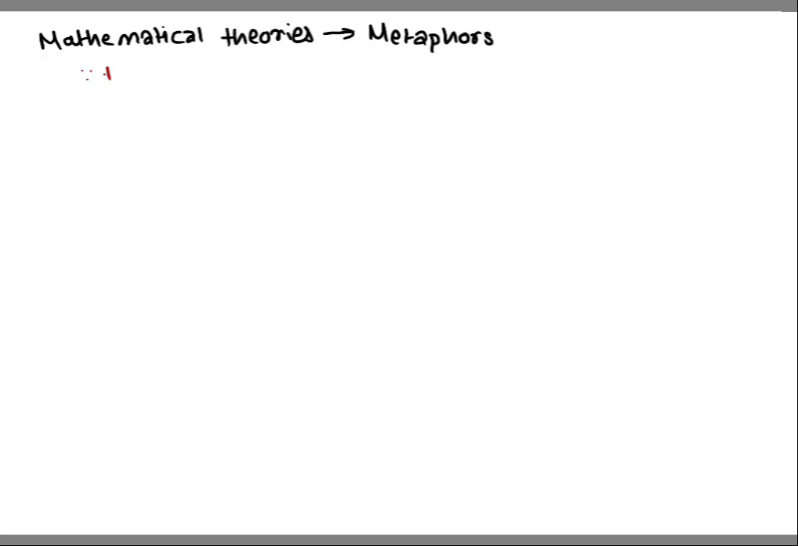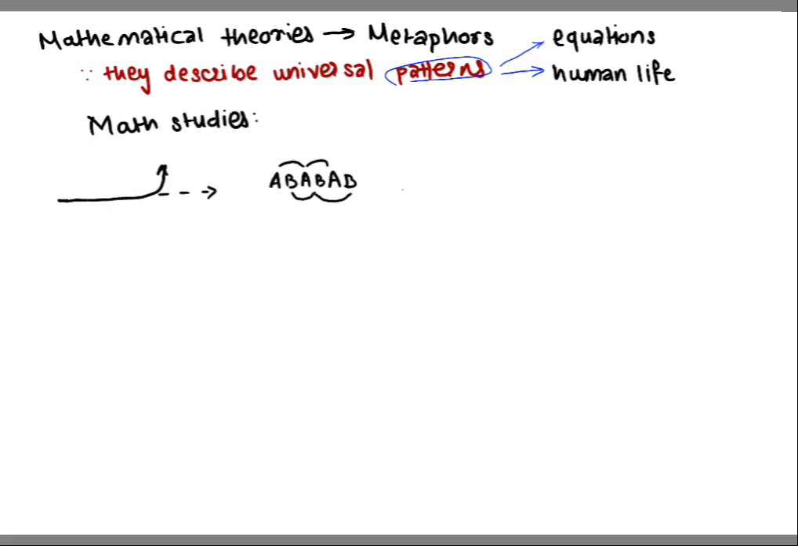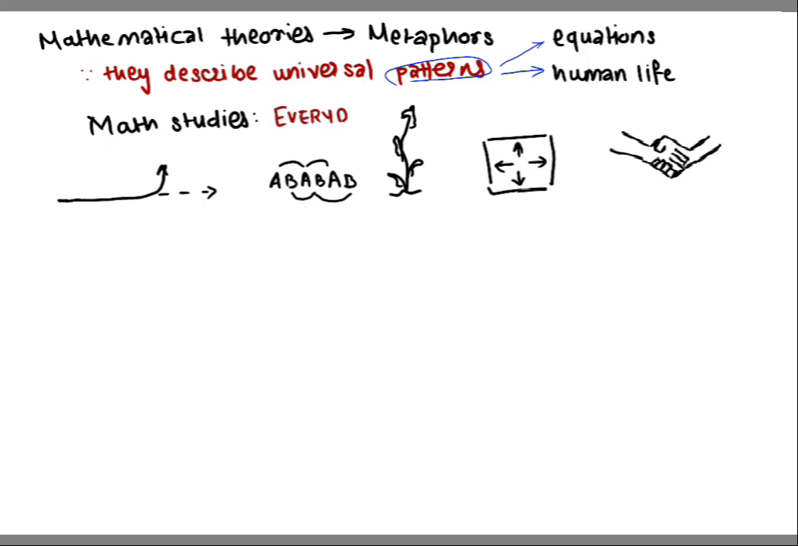So here's the main idea. Mathematical theories become metaphors because they describe universal patterns. Patterns that exist not just in equations but in human life. Think about it. Math studies things like change, repetition, growth, limits, relationships, and these aren't just mathematical ideas, they are also the structure of everyday experience.